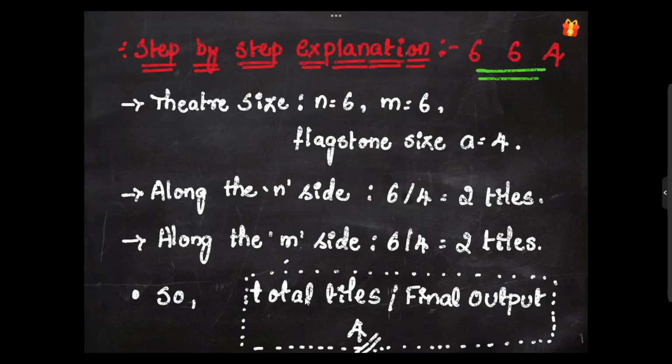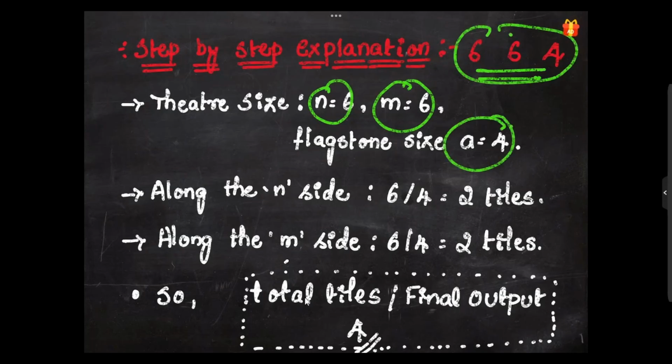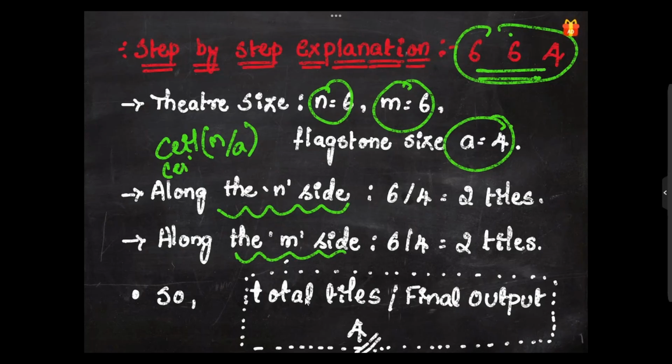We are going with the same input 6, 6, 4 here. So theater size, n we have been given 6, m we have been given 6, and the flagstone size we have been given a equals 4. This one I'm speaking of is the input, right? Along the n side we have to go with 6 by 4, which is nothing but ceil of n by a. Along the m side as well, this is nothing but ceil of m by a. The first step is ceil of n by a, and this one is ceil of m by a.